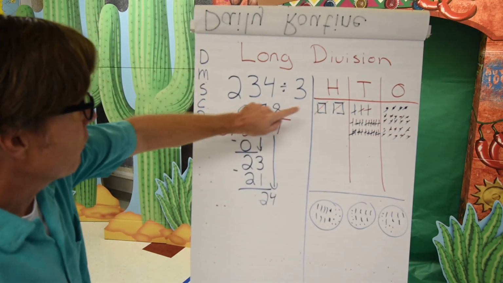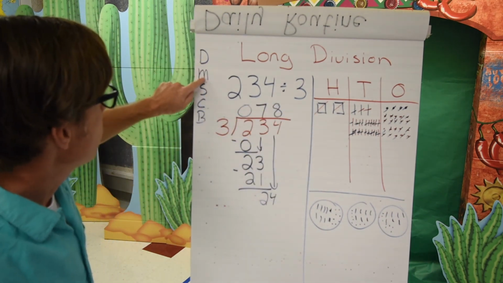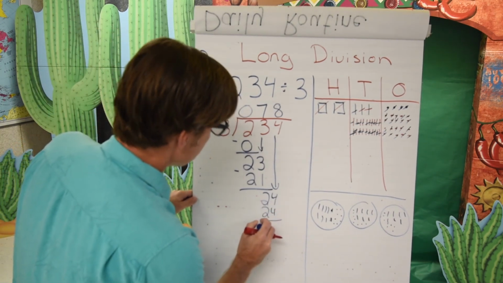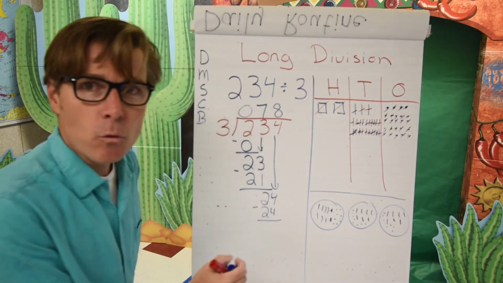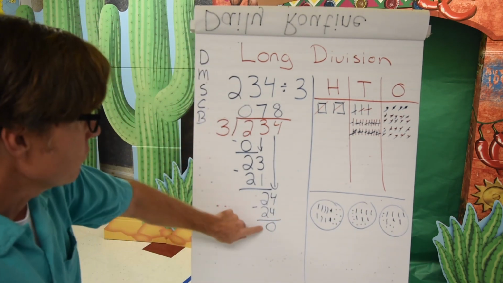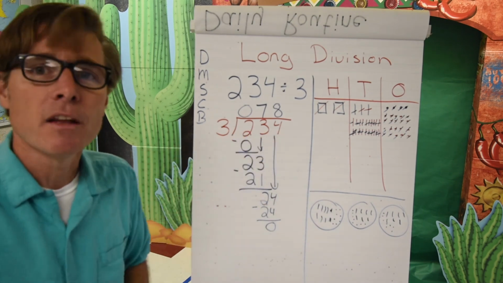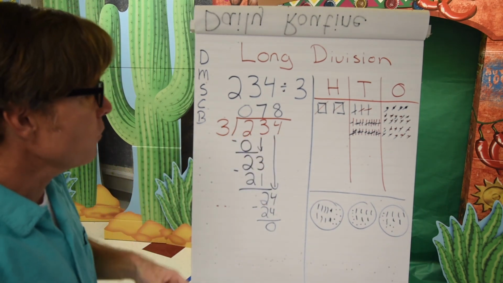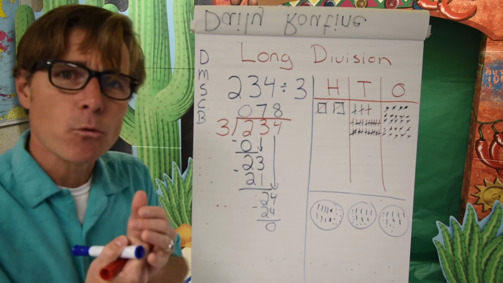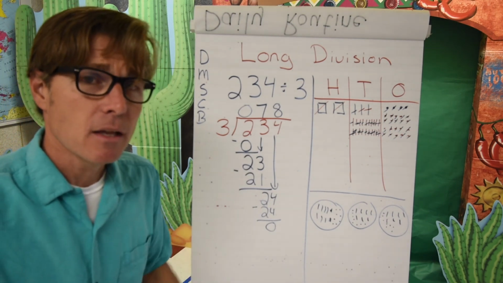Come back over here. I just did my division. Multiplication, 8 times 3 is 24. Subtraction, 24 minus 24 is going to be 0. Check. 0 is less than 3. There's nothing left to bring down because we have equally distributed that 234 among 3 groups without anything left over.